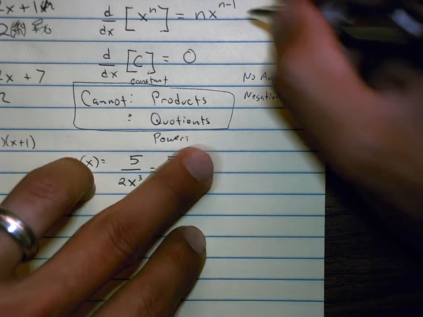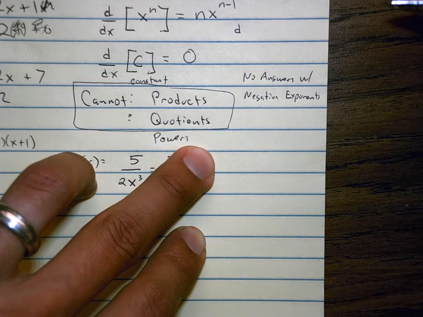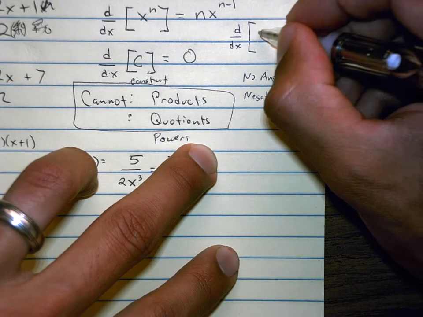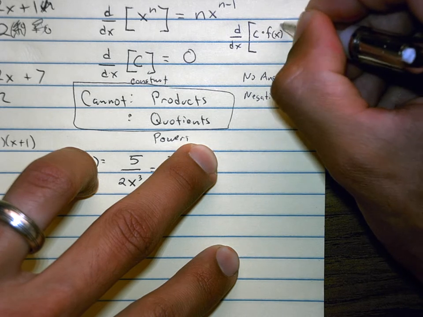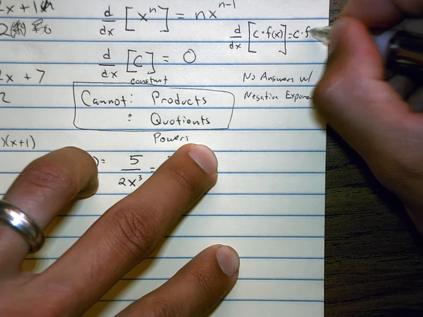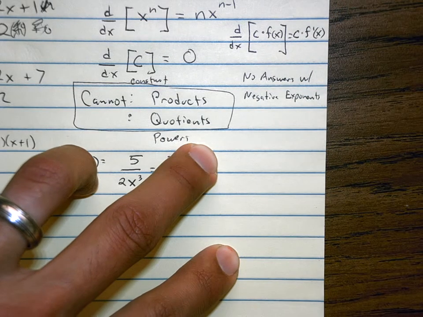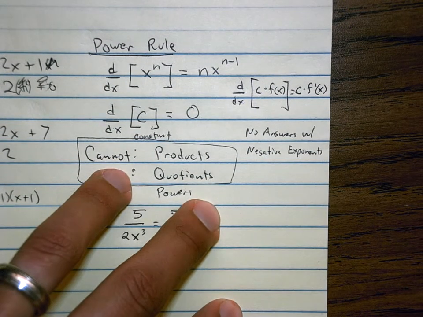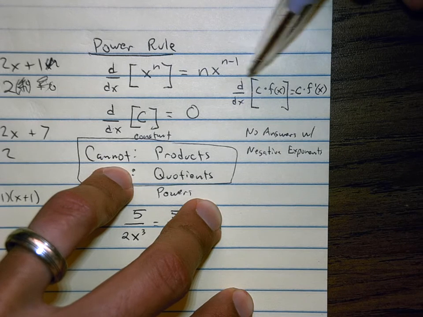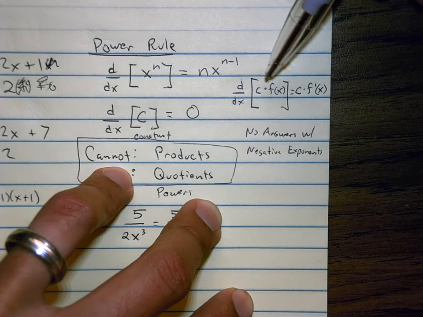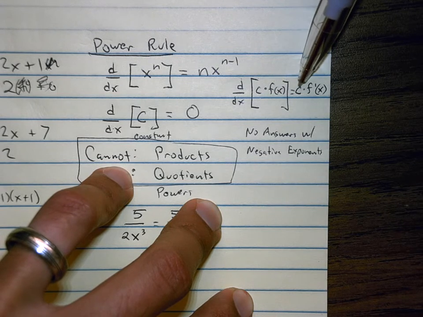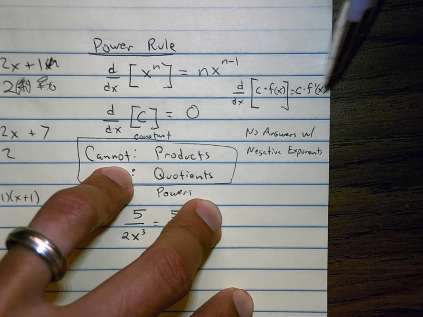There is something else that we'll use called the derivative of a constant multiple, d over dx of c times f of x is equal to c times f prime of x. Okay, so let me move that down just a little bit because I know it's easier to see right there. The derivative of a constant times a function, f of x, is equal to the constant times the derivative of f of x.